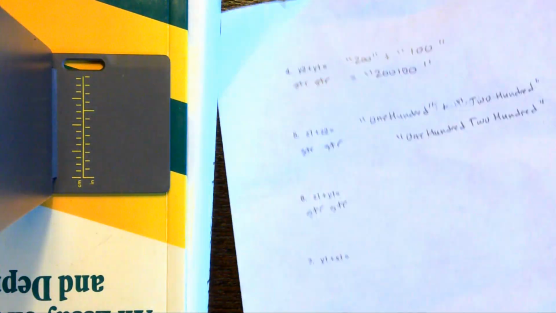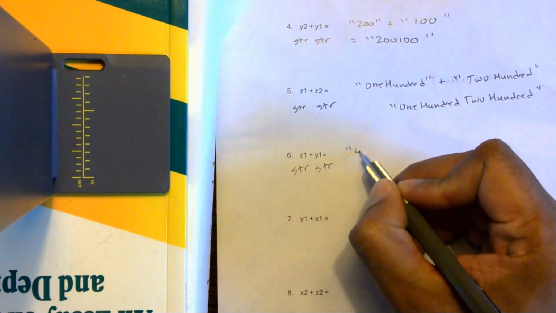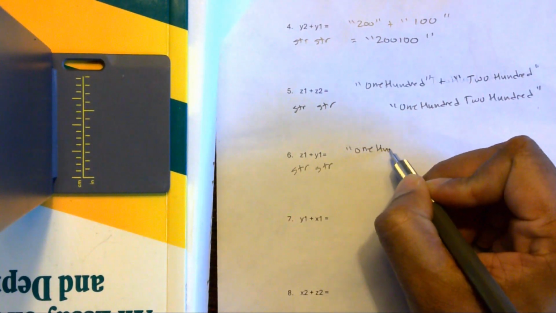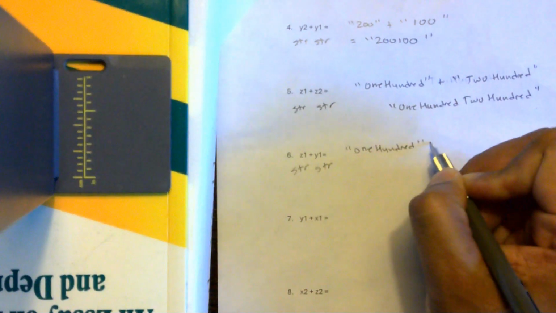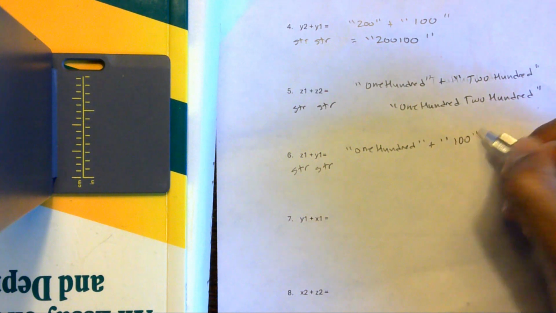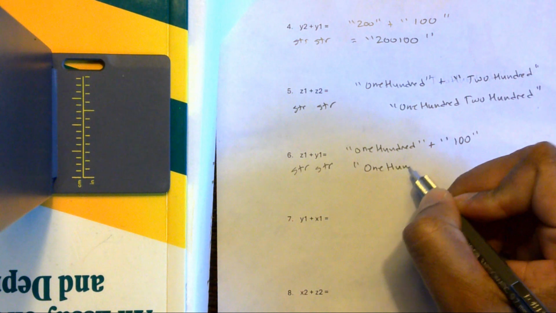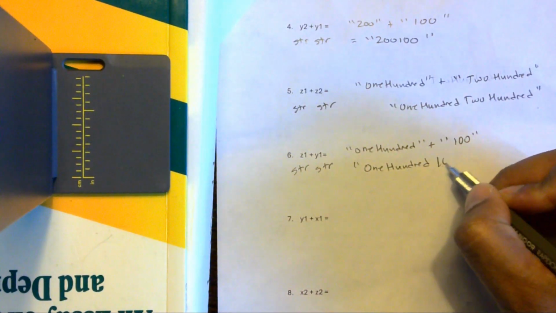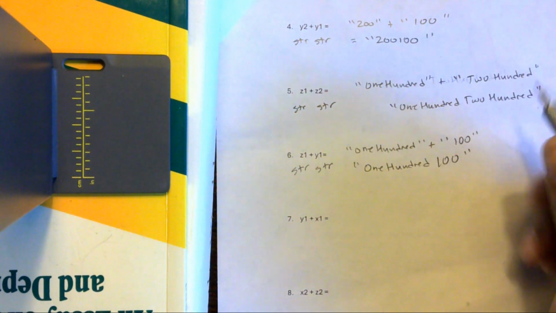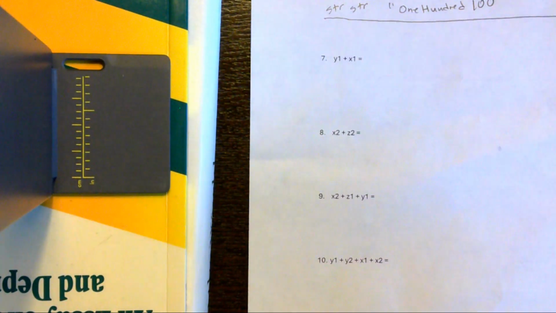So now you have a string. So how do you handle the string? We handle it the same way. Z1 is 100, and I add to y1, which is 100, which becomes what? 100, 100. Okay. So let's just stop the video here. And then problems 7, 8, 9, 10 will be a separate video, because now you have a combination of string and int.